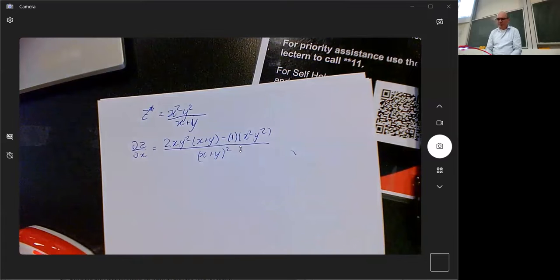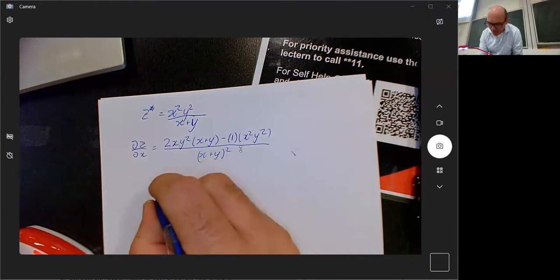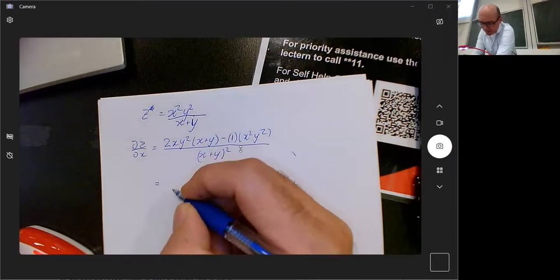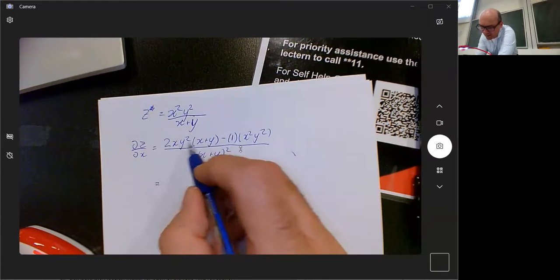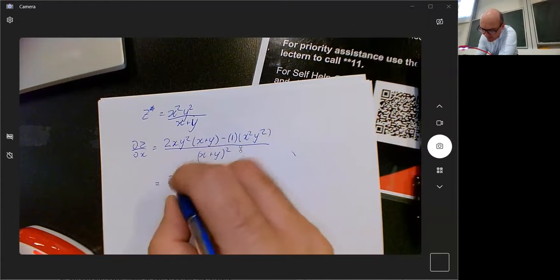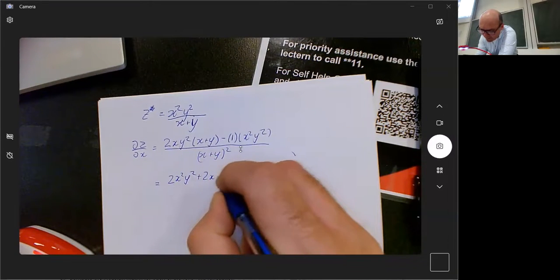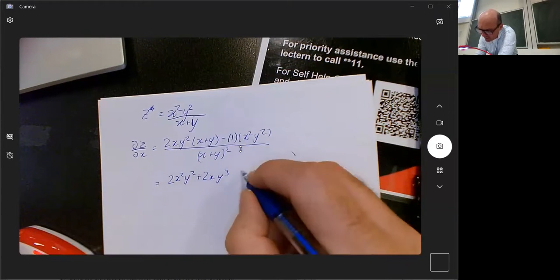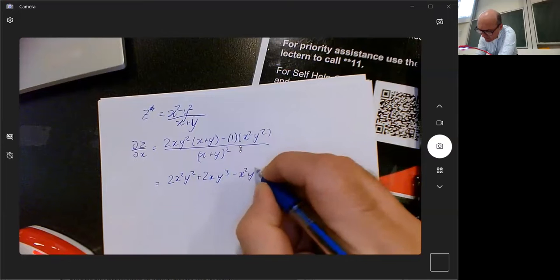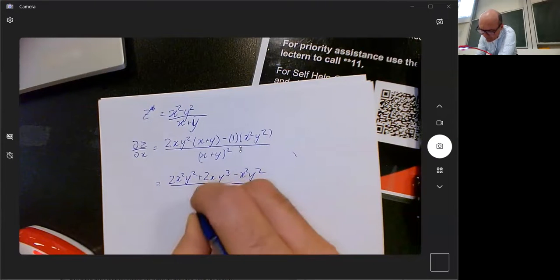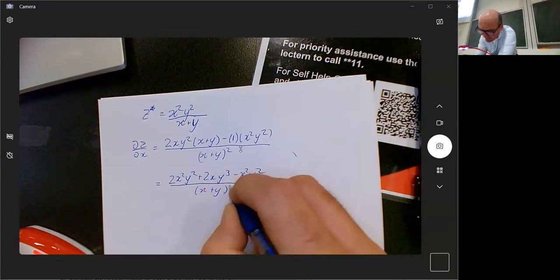Under the heading of stuff that sucks. So what I should do is simplify this a little bit. I've got my 2x y squared, so when I times by x, that's 2x squared y squared plus 2x y cubed. And this is going to be minus x squared y squared, on x plus y squared.